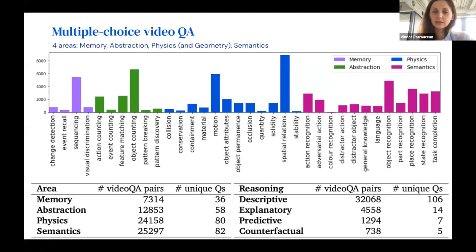However, for the reasoning type, each question can be either descriptive, explanatory, predictive, or counterfactual. So here we count uniquely. We assign each question to a single type of reasoning. So we can see that we don't have a perfect balance, but we still have a very good coverage, and as future work, we'll aim to improve the balance across the different types of questions.